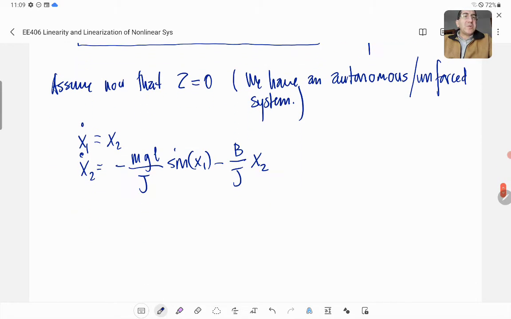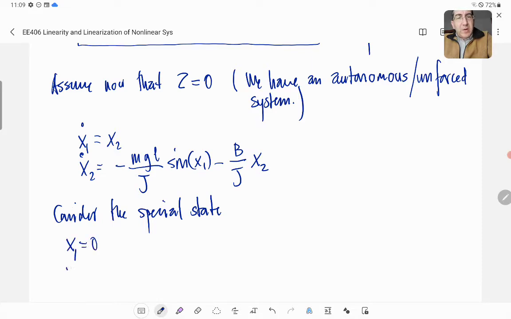Now I want to consider some special states. So consider the special state where x1 is equal to 0 and x2 is equal to 0. Remember, in this case, theta is equal to 0. So that means the pendulum is just on the vertical. And also, theta dot is equal to 0. That means the pendulum does not have any velocity. So this particular state is the vertical state with no velocity at all. So it's a stationary pendulum.